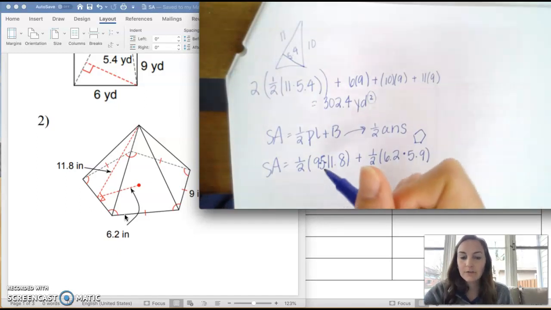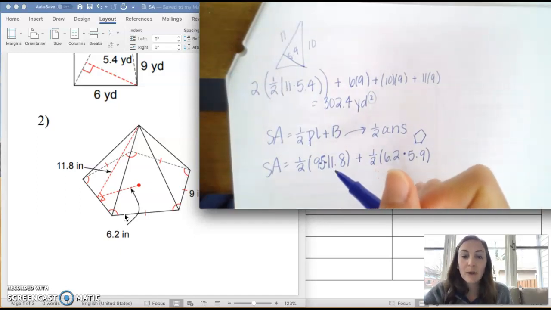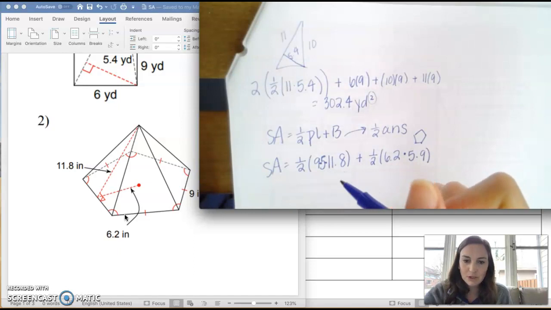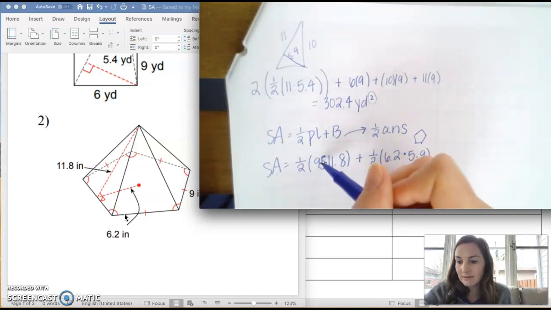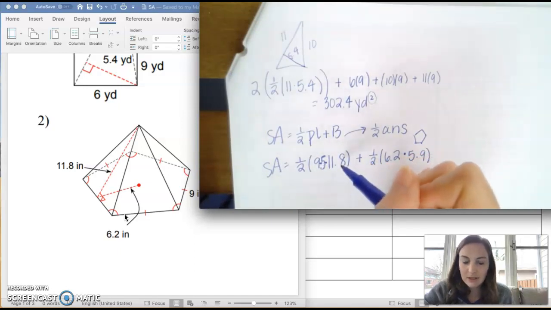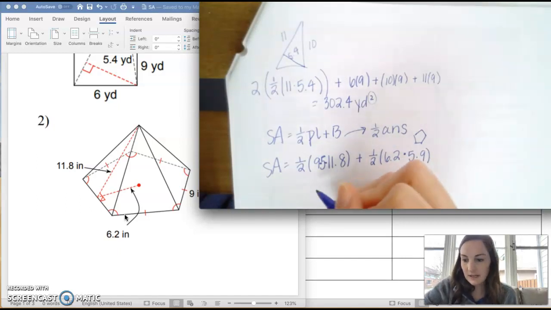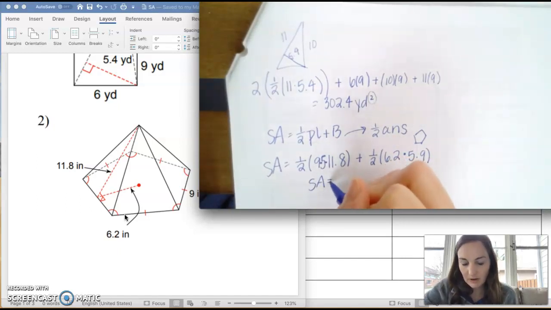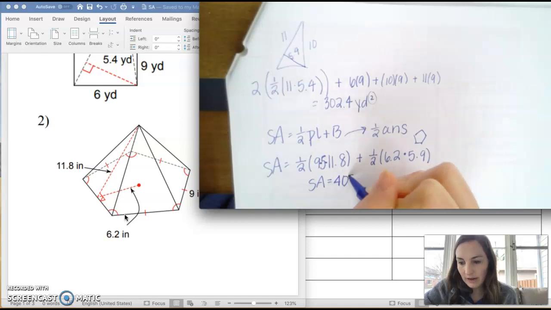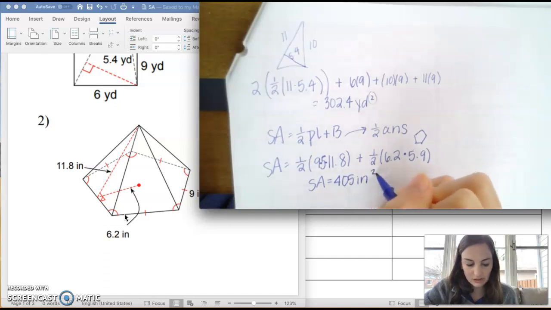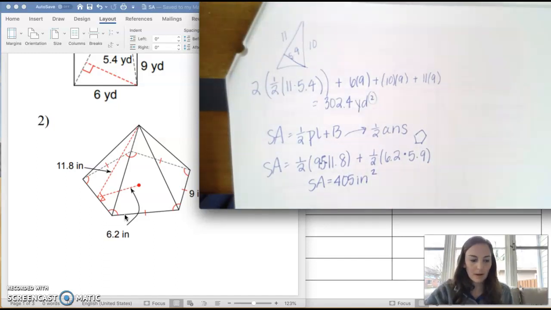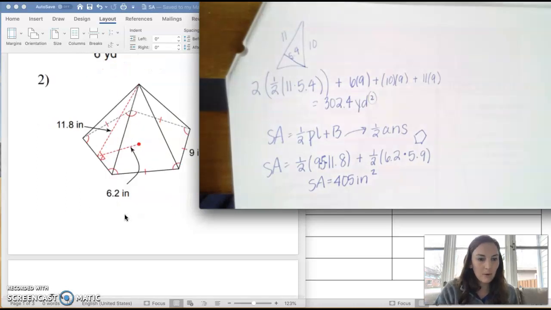So again, our first half is 1/2 P, which is our perimeter, so 9 times 5, times our lateral, which is 11.8, plus 1/2 times ANS, which is 6.2 times 5 times 9. So that gives us a surface area, when we put all of that together, of 405 inches squared. Okay?